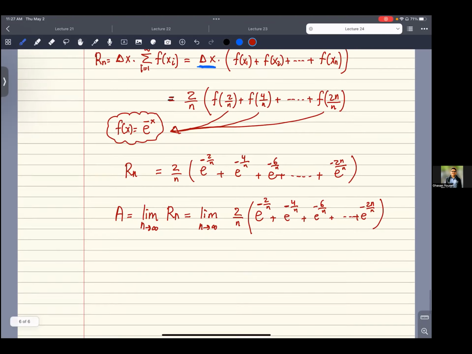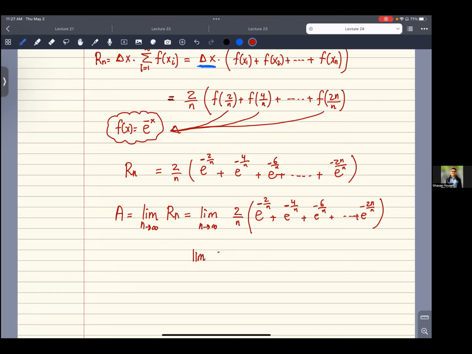If you want to write it in sum notation, it will be the limit of 2 over n times the sum of e. Here the only change is in the numerator, 2, 4, 6, up to 2n, but the denominator is the same. Do you see? So I can write it as e to the minus 2i over n, with i starting from 1 up to n. Here n goes to infinity. This is the area.